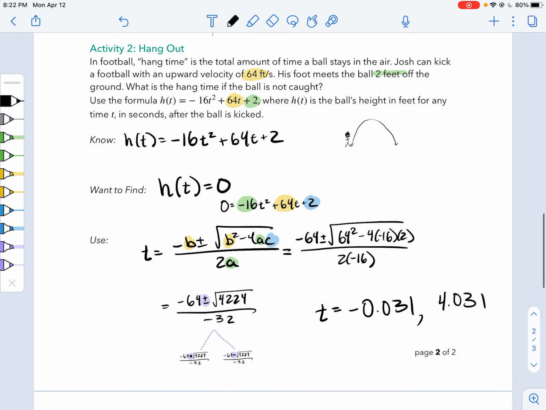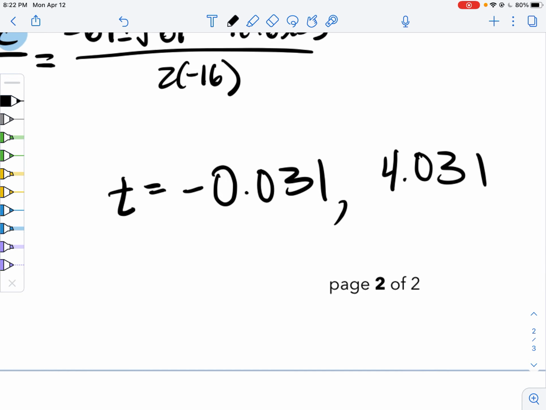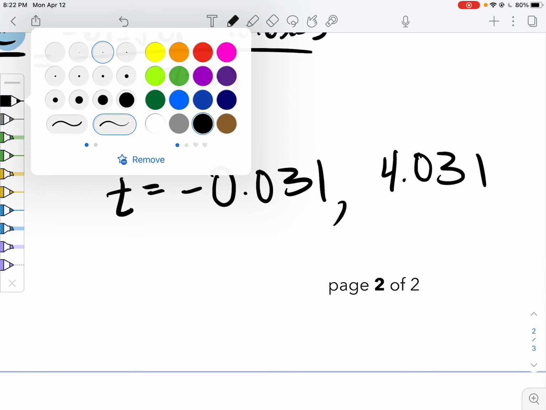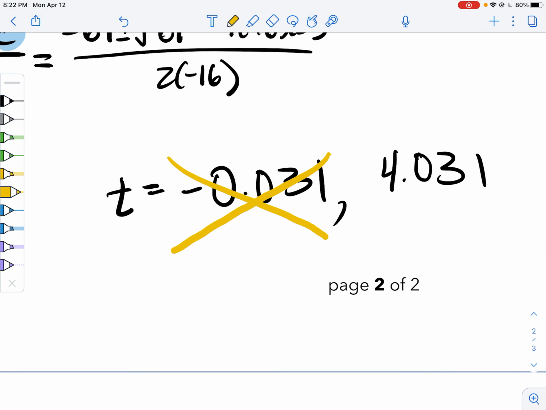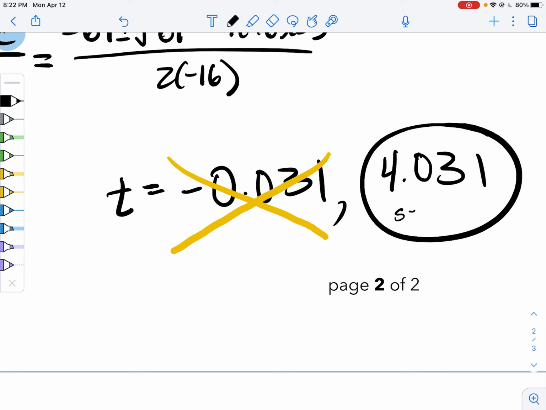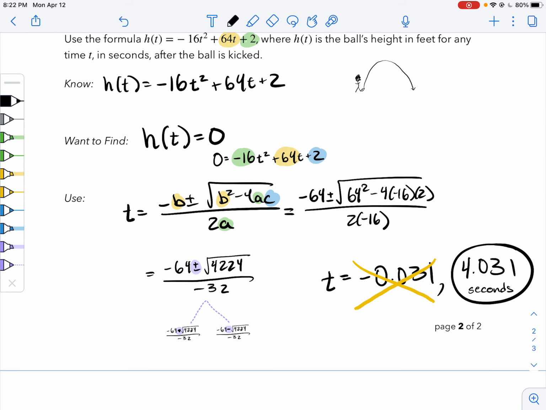Why are there 2 times where the ball hits the ground? Well, we're going a little back in time and figuring out that the ball started 2 feet off the ground, because Josh had to hold it to kick it, right? So having negative time doesn't make sense. So instead we have to go with 4.031. So that's our answer. So the hang time of the ball is about 4 seconds.